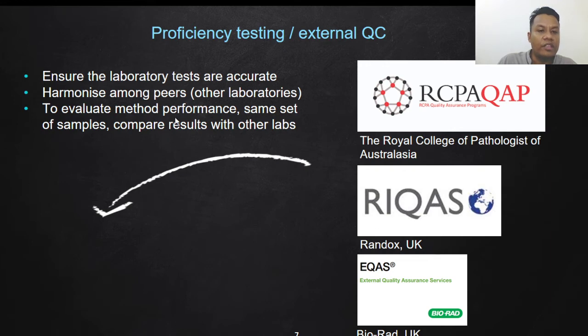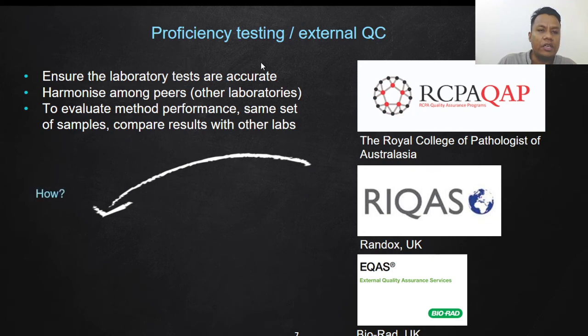To evaluate method performance, the same set of samples will be given to a few labs. That means one of these organizations will give the same sample to a few labs, which they need to analyze and then return, so their results can be compared between them.